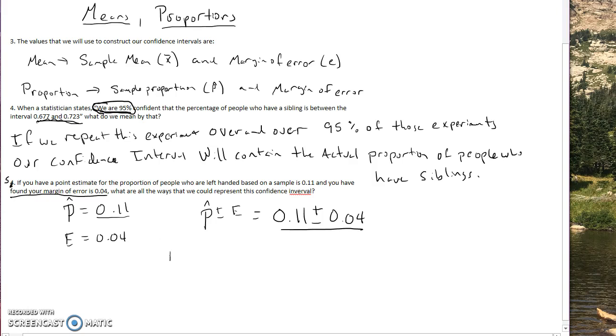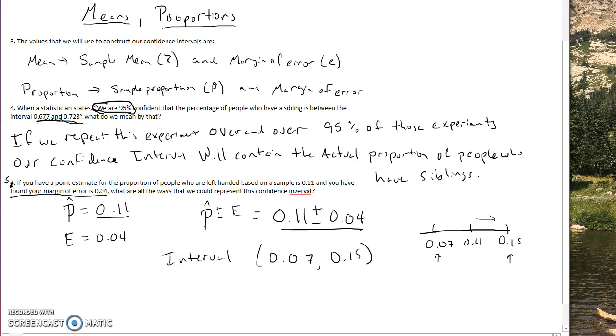Another way we could look at this is writing it as an interval. If I look at this as a graph, we're going to have 11% in the middle, or 0.11. If I add the margin of error, we would be at 0.15. And if I subtract that margin of error, we're at 0.07. So if we were to present that as an interval, we could just list the upper and lower values: 0.07, comma, 0.15. So these are the two ways that we are asked to represent confidence intervals: the plus-minus notation and the interval.